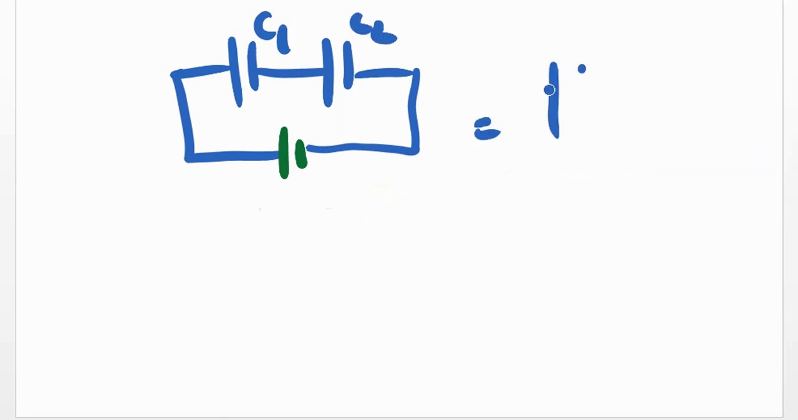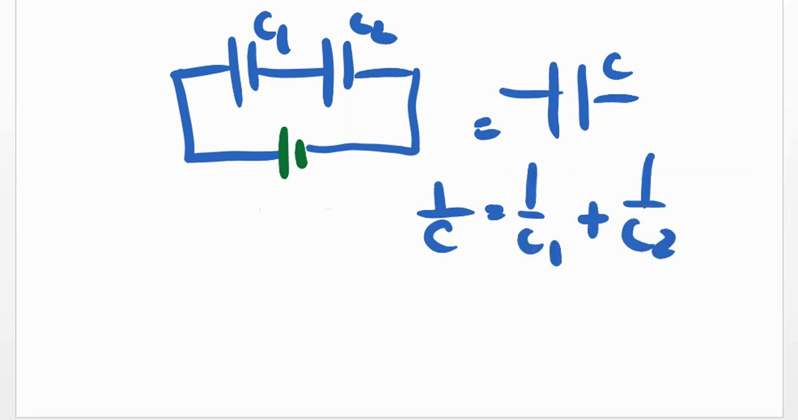Then we can connect these two in series in a circuit like this. Then this is C1, C2. The equivalent capacitance, let's take it as C. 1 over C equals 1 over C1 plus 1 over C2.